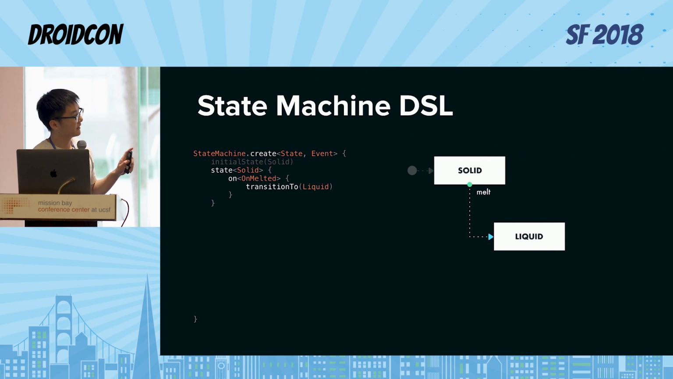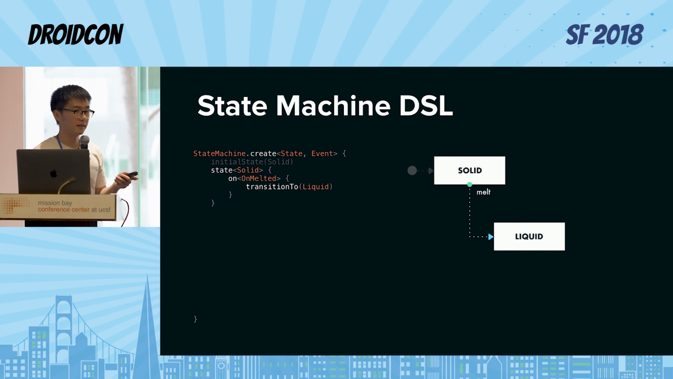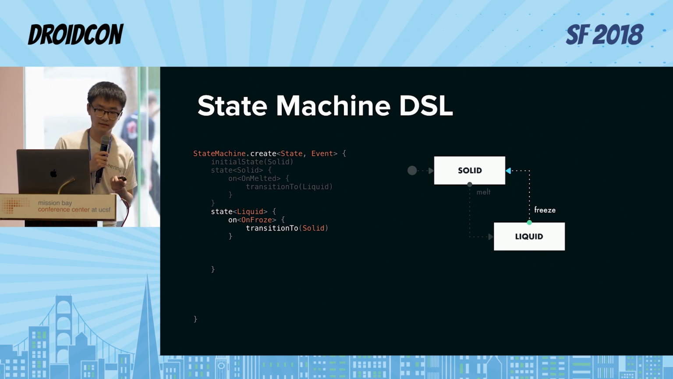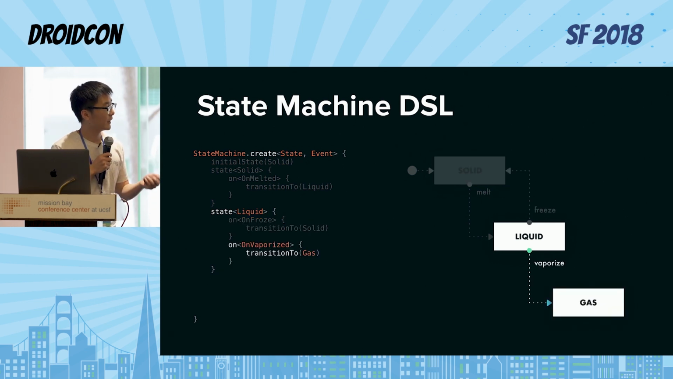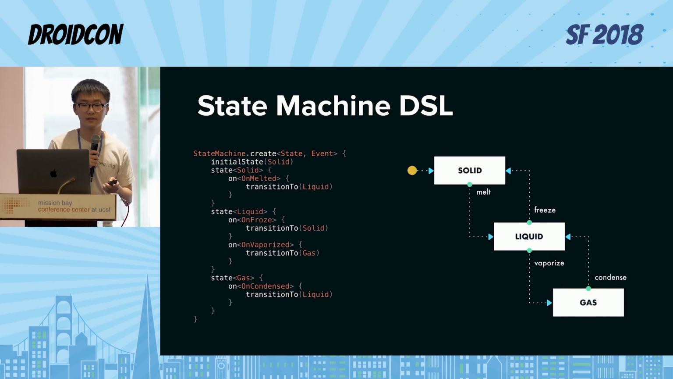When the state is solid and it receives an unmelted event, it will transition to the liquid state. When it's in the liquid state and it receives an unfroze event, it will transition to the solid state. And similarly, you can declare other transitions like this, and it's simple and readable.